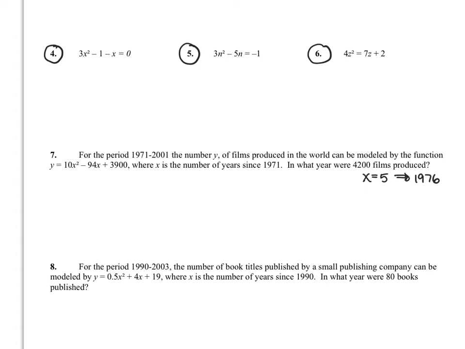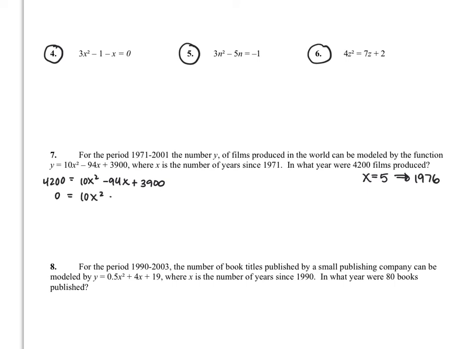Now in this case, we're being asked to find out when 4,200 films were produced. Since 4,200 is the number of films, and films is represented by y, that's asking us to take the 4,200 and put it in the place of y in the quadratic function. So I'm going to start by doing that. Now I'm ready to think about solving. But remember, to solve, I need to get my hero 0. So I'm going to start by subtracting 4,200 from both sides.